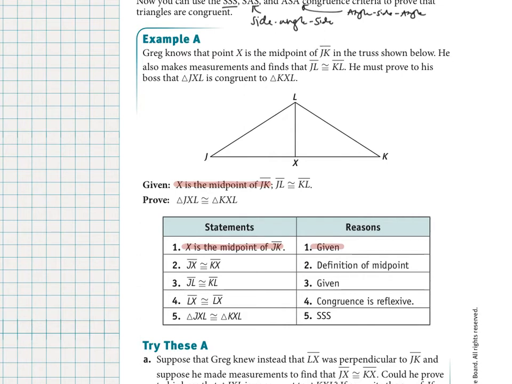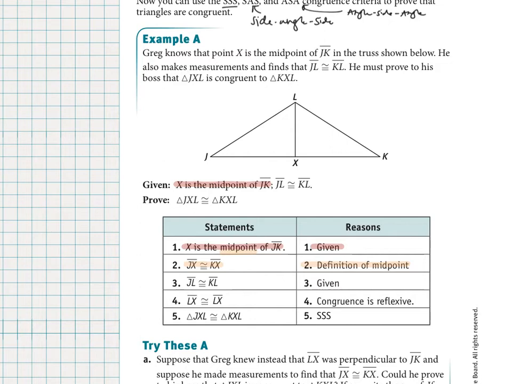Something next that we know is that if X is the midpoint of JK, then that means JX will be congruent to KX. Remember, that goes back to the definition of midpoint. So sometimes what I like to do is mark on my figure as I go along with each of the proof statements and reasons.